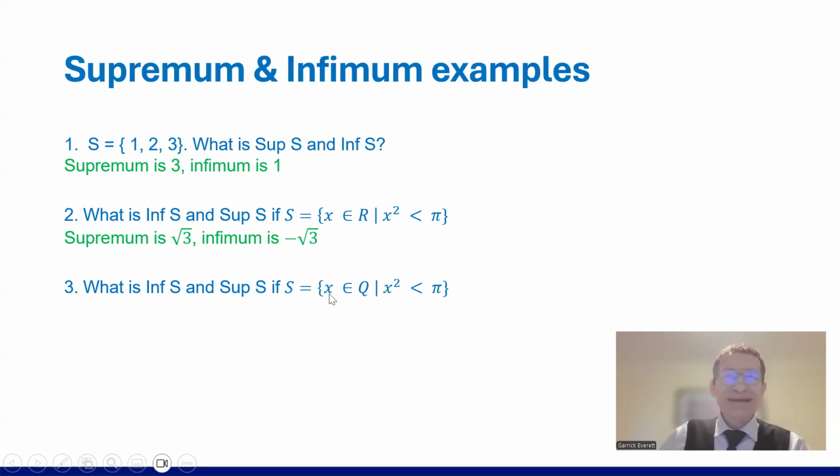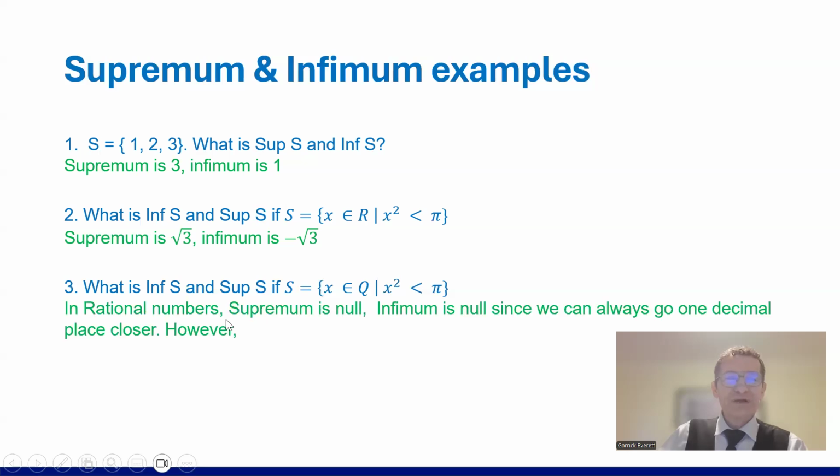And hopefully this will make it even clearer, or more tricky. What is it if x is an element of Q? Okay, so now instead of the reals, we're doing Q, so we want rational numbers. Forget root 3 and minus root 3. The infimum is null, since we can always go one decimal place closer. So they're both null: the supremum is null, the infimum is null.